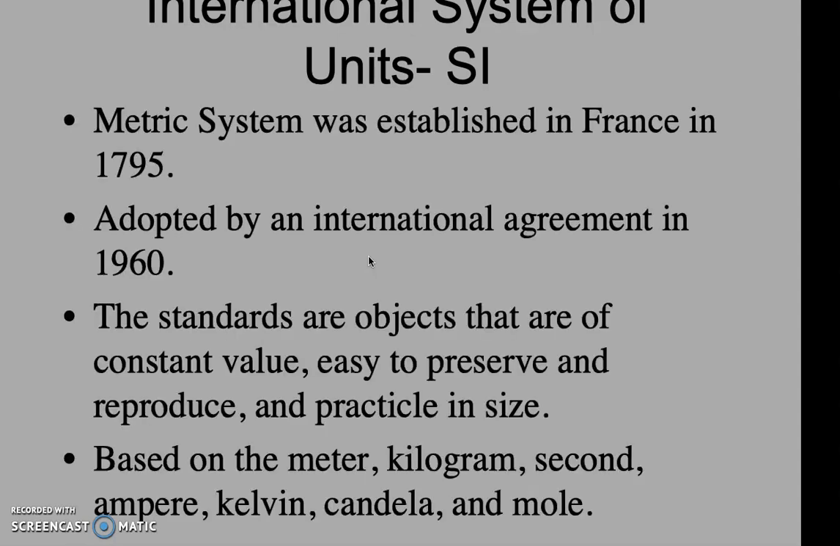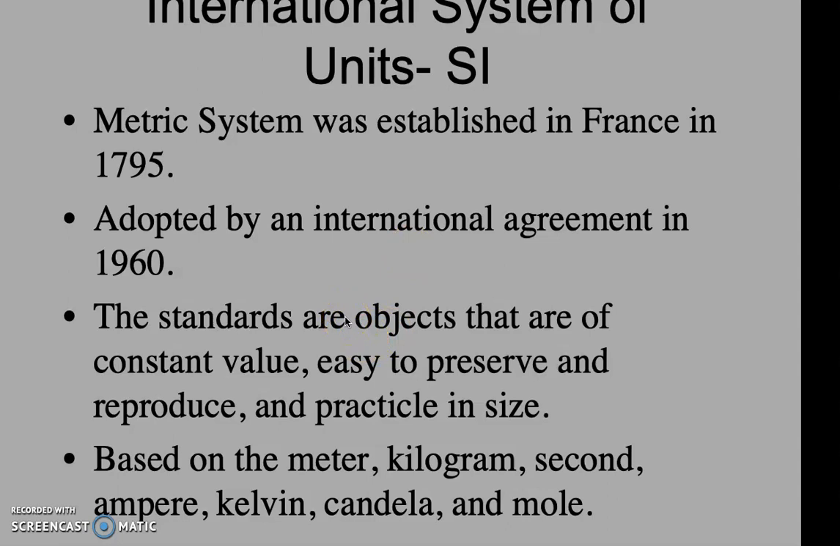First thing is the International System of Units, the SI units, something you need to be familiar with. Essentially, the metric system was established in France in 1795, adopted by an international agreement in 1960. The standards are objects that are of constant value, easy to preserve and reproduce, and practical in size. By being practical in size, it's going to be something that's manageable, easy to use.